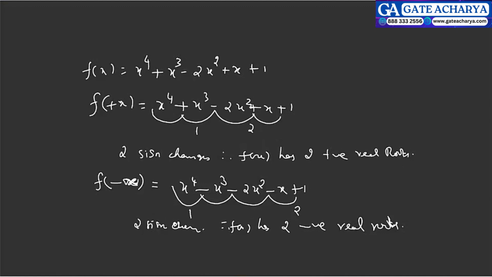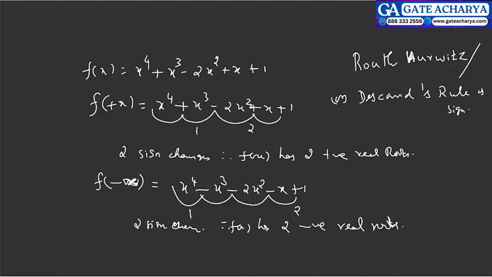This method is called Descartes rule of signs, or sometimes it's called Routh-Hurwitz, spelled H-U-R-W-I-T-Z. Either this method or that, both are referred to as Routh-Hurwitz or Descartes rule of signs.